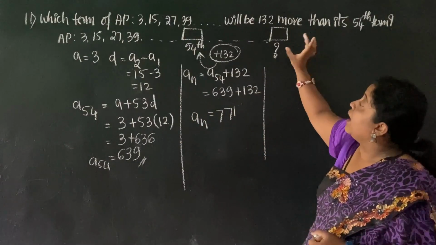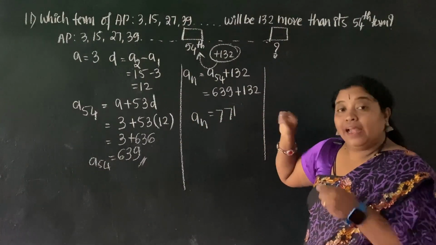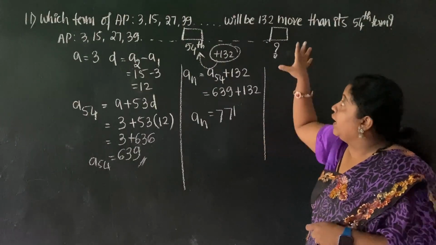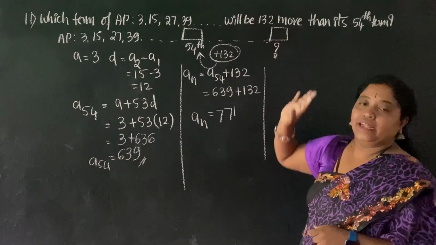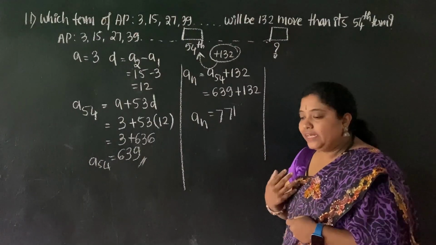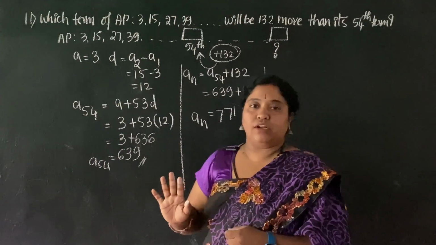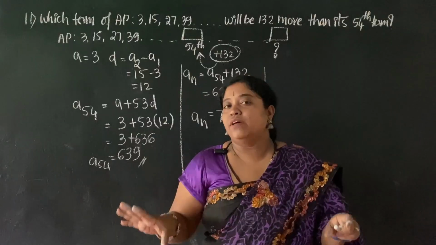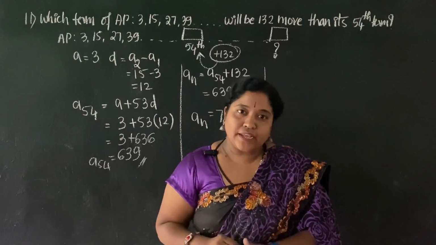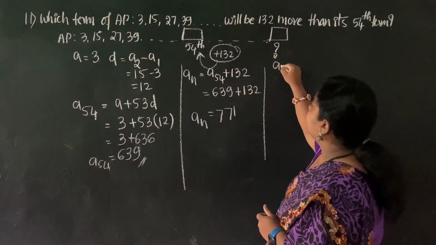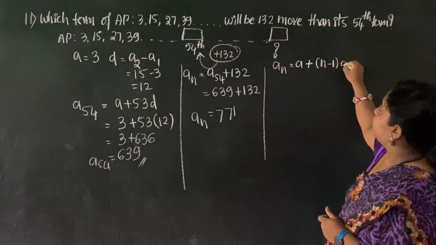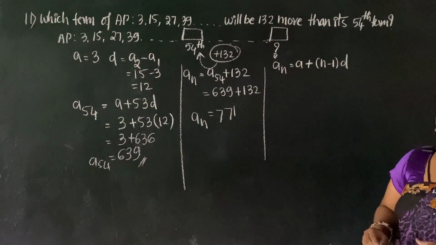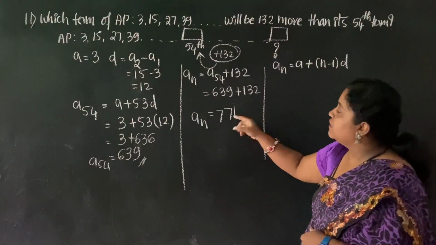So now I need to calculate the nth value where AN is present. Understanding? N value where AN is present. To calculate the N value in an arithmetic progression, I have left with only the formula. Which is the formula I can go with, dear? AN is equal to A plus N minus 1 into D. This is the formula that I have to carry out.